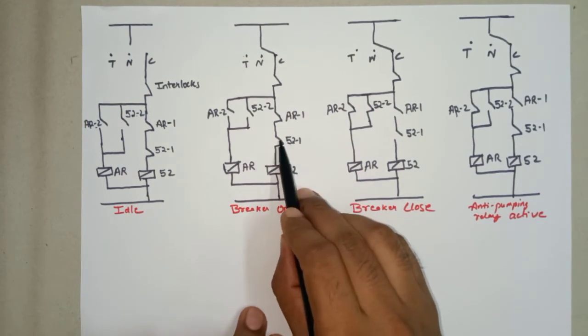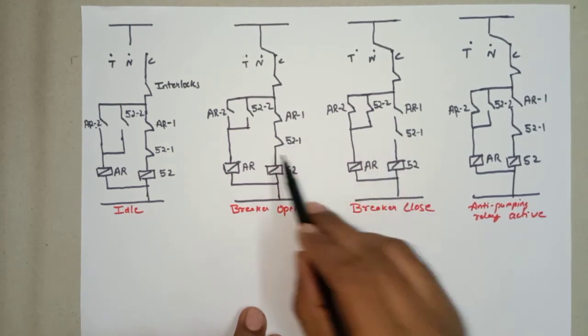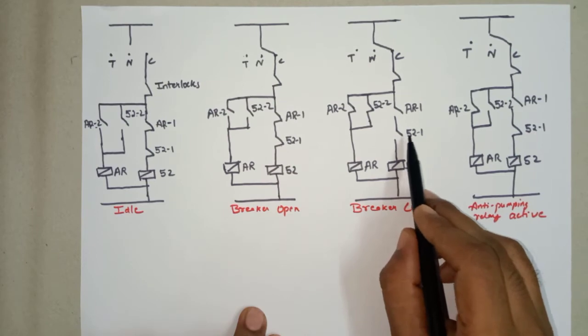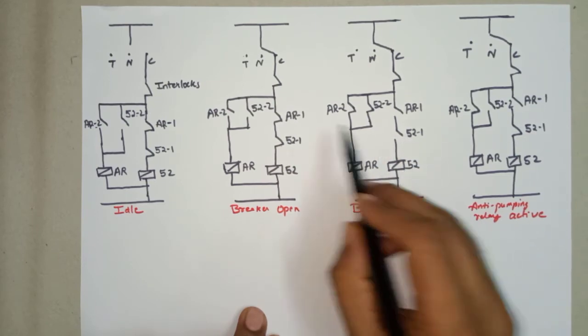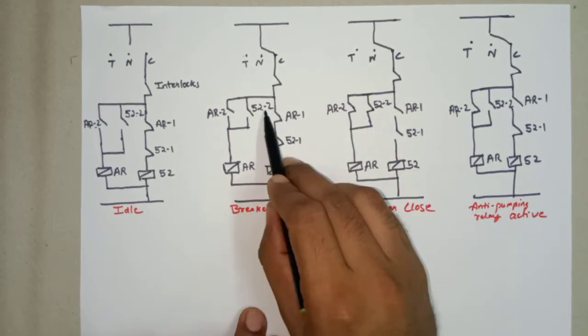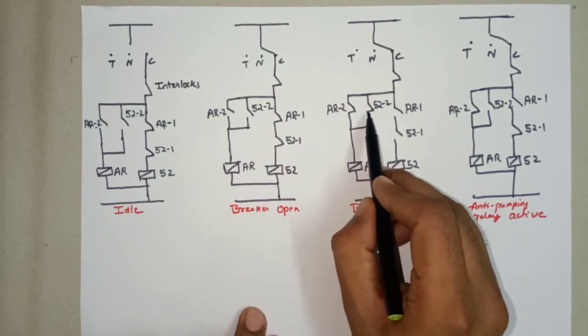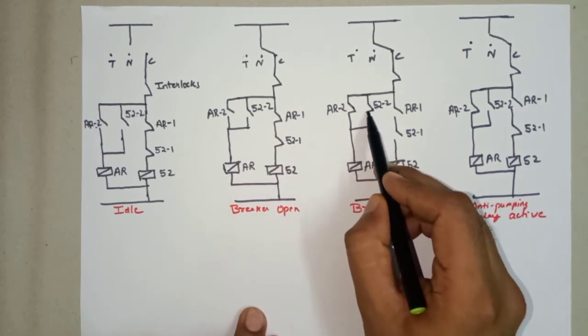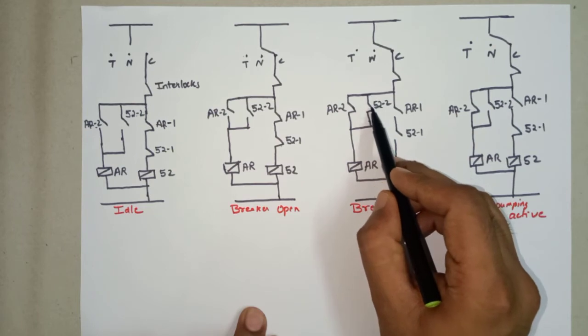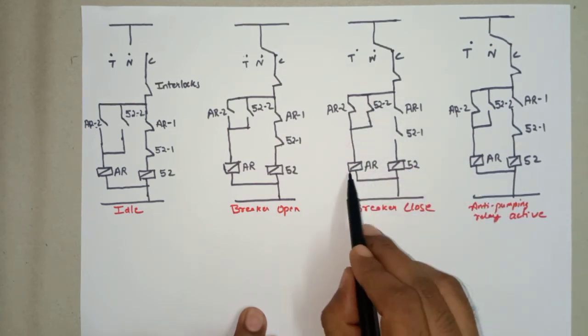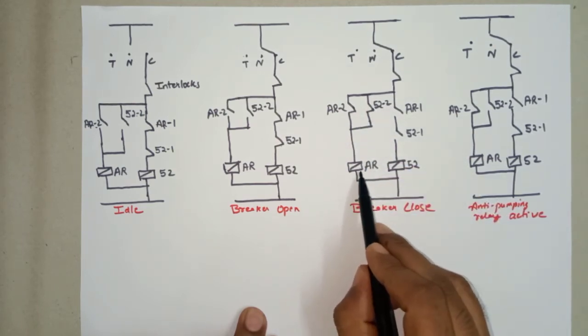The breaker 52 contact will change from NC to NO. Breaker 52 will become NO from NC. It will become NC from NO. And as soon as it becomes NC, the voltage will extend to the anti-pumping relay.